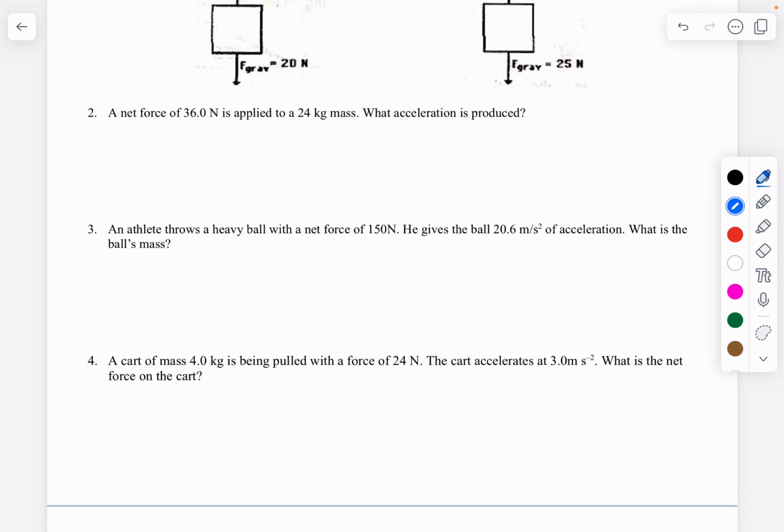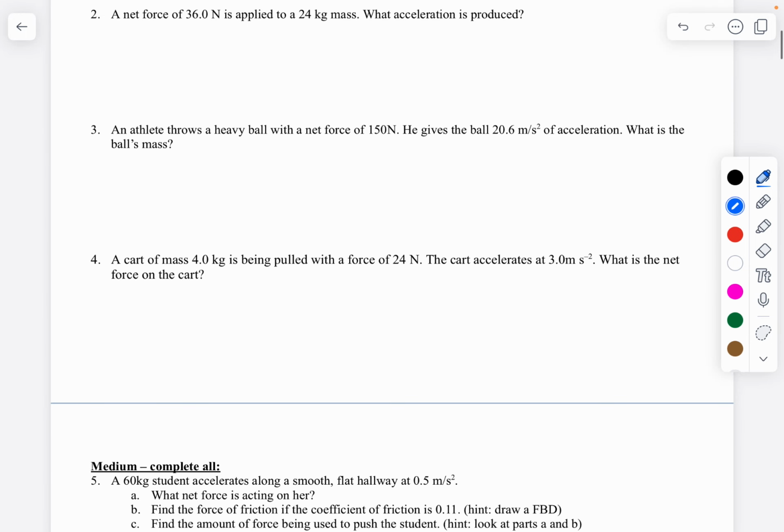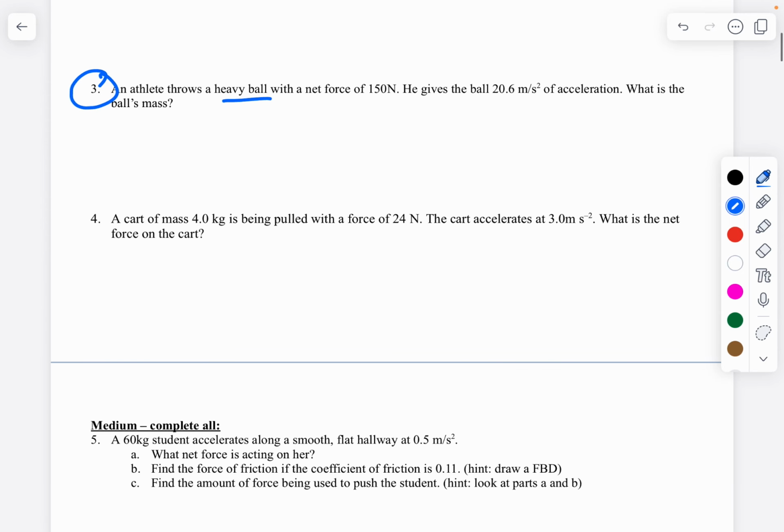Okay, so I want you to try C and D by yourself, which are relatively easy, I think. All right, let's pick a random problem here. Let's do number 3. So an athlete throws a heavy ball with a net force of 150 newtons. He gives the ball this acceleration, 20.6 meters per second squared. What is the ball's mass?